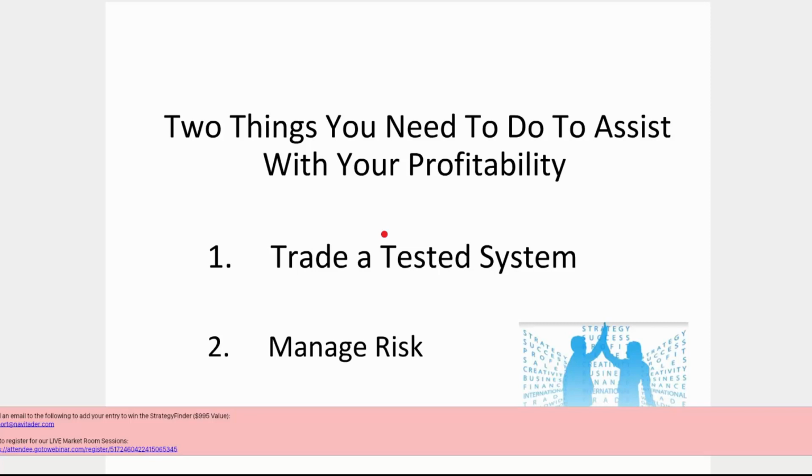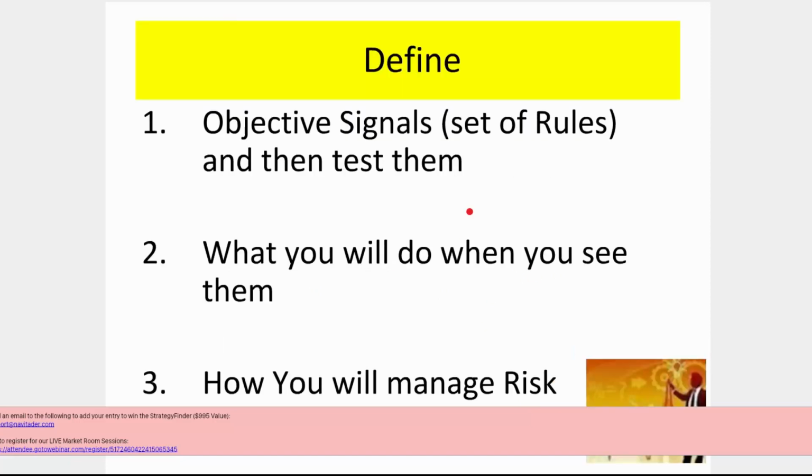All right, so we're going to talk about some guidelines in a few minutes of how you can trade the micros and, again, not be over-leveraged. I'll give you some guidelines in terms of the percentage of risk that you should be taking on any one trade. So 2 things you need to do to assist with your profitability. Number 1, trade a tested system, and then manage your risk. We're going to address both those issues in the webinar today.